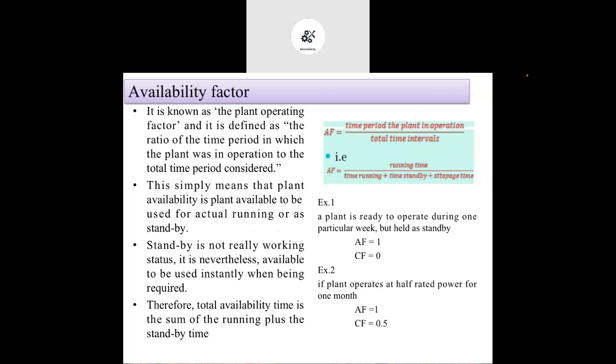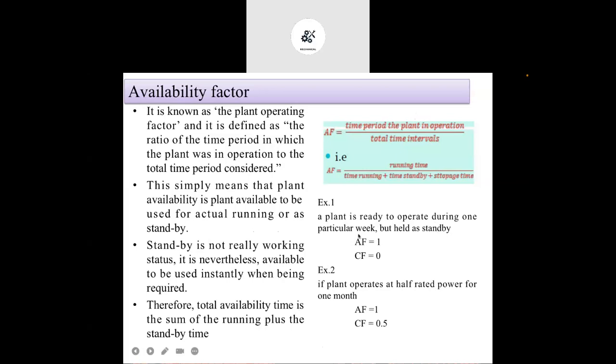Now the standby is not really a working status. In that case the power has been produced by the power plant, but it is not used by the customer. That is known as standby. Therefore the total availability time is the sum of the running time plus the standby time.